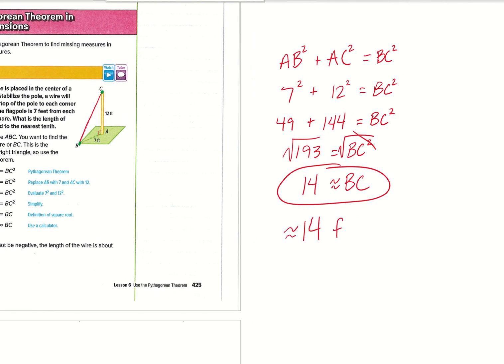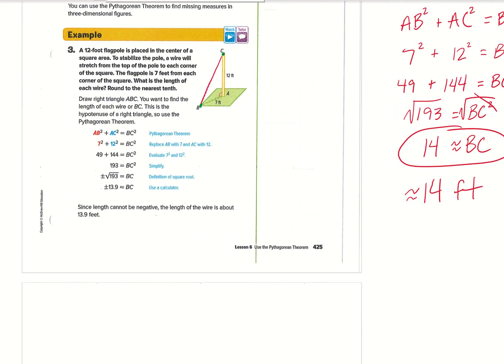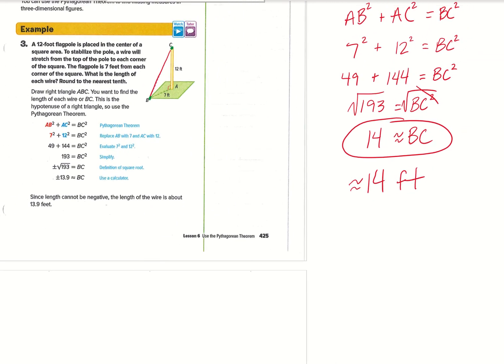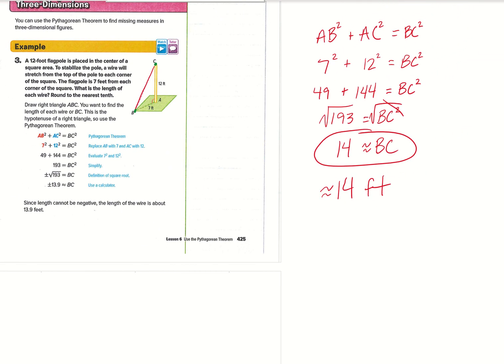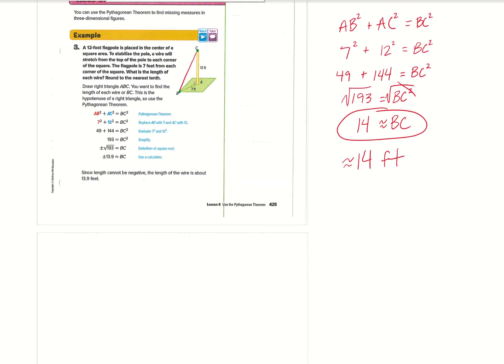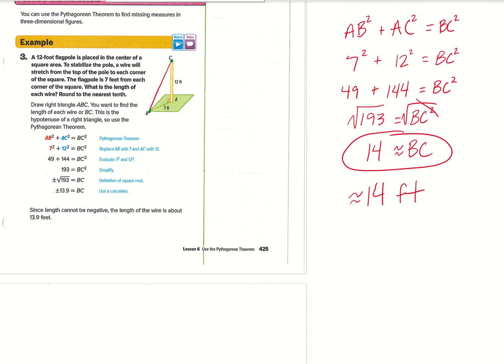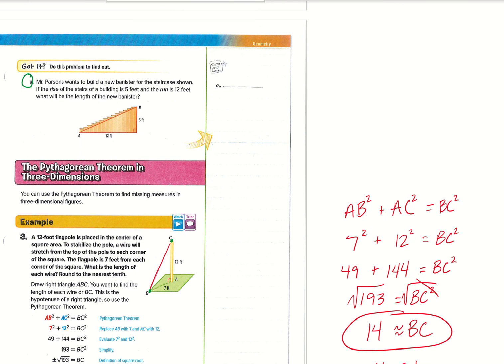So about 14 feet is the length that we need for the wire in order to stabilize this flagpole. All right, they put 13.9. 14 is good enough for me. So that is it for that problem, and that is also it for this notes video. So you just had the one Got It problem to try out on your own.